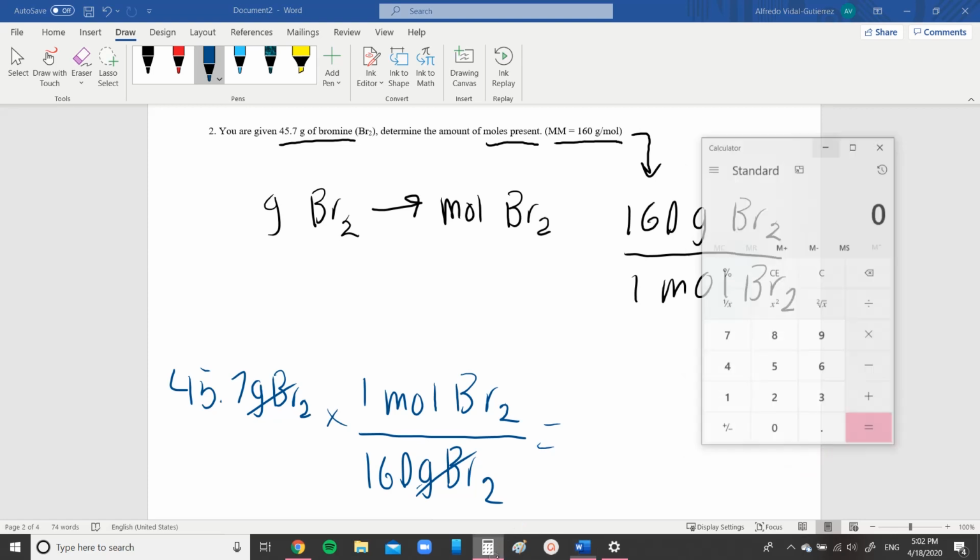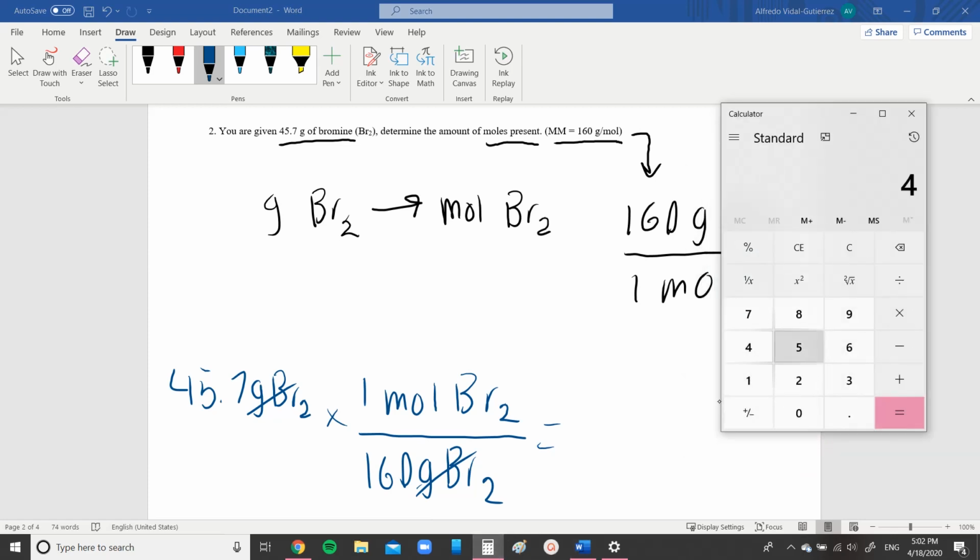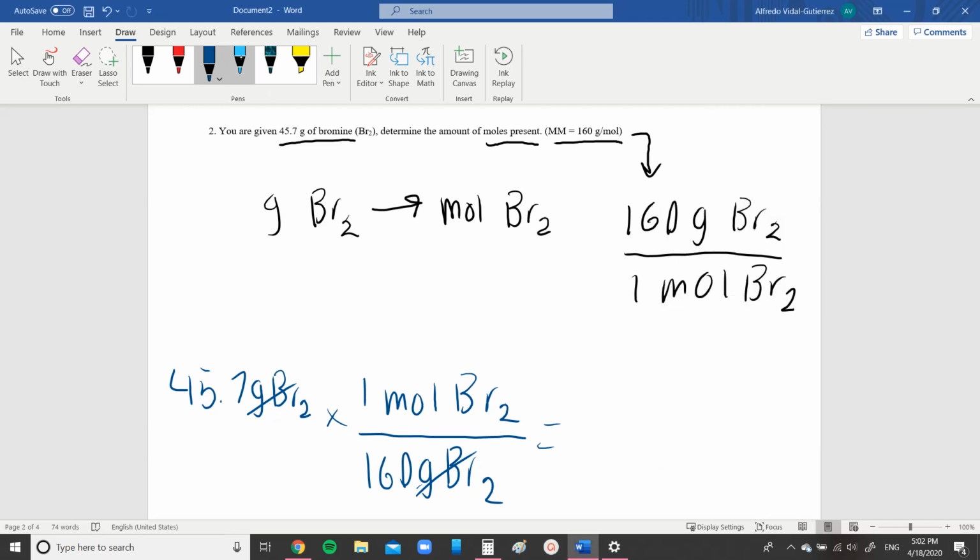So when I plug that into the calculator, it'll be 45.7 divided by 160, and you'll get 0.286 moles of bromine, or Br2. And this would be the final answer.